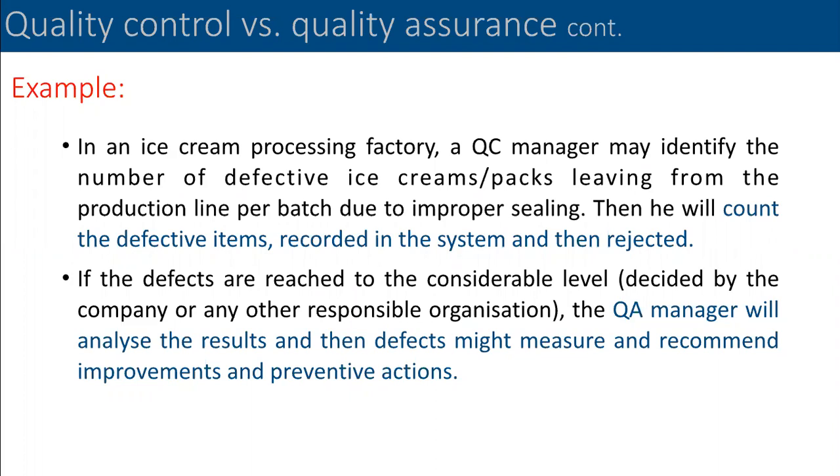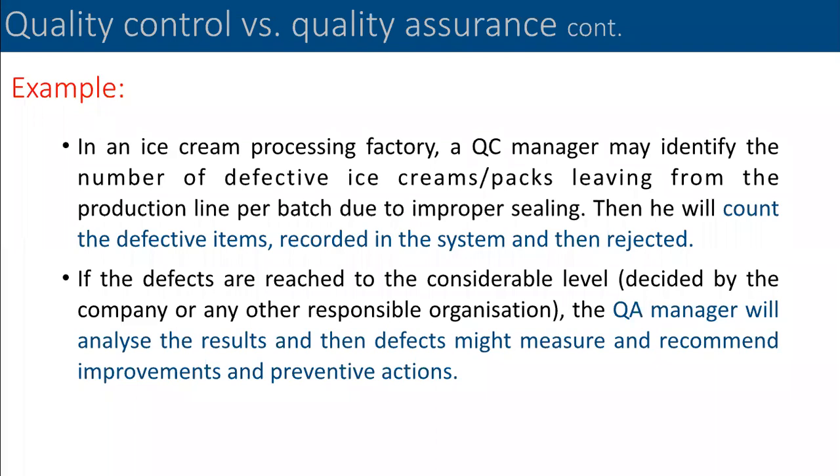So the quality control manager is going to get the count of improper ice cream packs or containers with this issue. Then he or she will count the defective items, record in the system or write in the document, and then reject. Right? The company standards are there. As an example, 5% of improper sealing is okay. Maximum 5%. If it is exceeding up to 5, then we have to reject it.